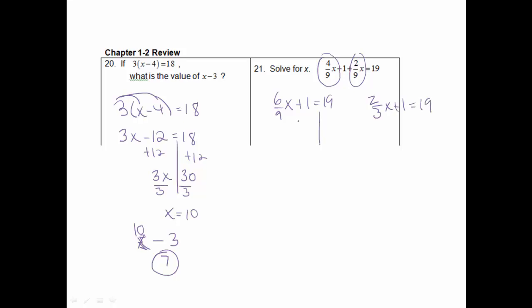Okay, and then from here, just like what we did over in number 20, I'm going to subtract 1 from both sides. So I'm going to get 18, and the 6/9 x is still there. And then to get rid of 6/9, just like we got rid of the 3, we divided, we're just going to divide both sides by that 6/9. So if I do 18 divided by 6/9, I end up getting 27, I believe. So the answer to that problem would be 27.